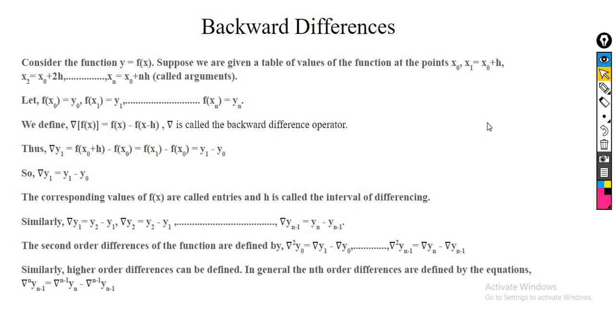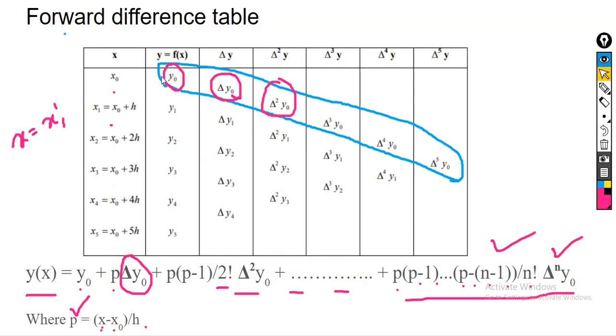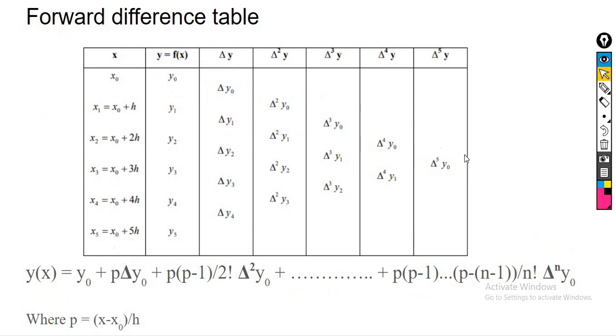Now the next one is the backward difference. The concept of forward difference and backward difference are similar. The only difference is that in the earlier case we moved in the upward direction, considering the upper part. Now here we are going to consider the lower part of this. As we are considering the lower part, obviously you will be moving in the opposite direction, so the signs will be different.